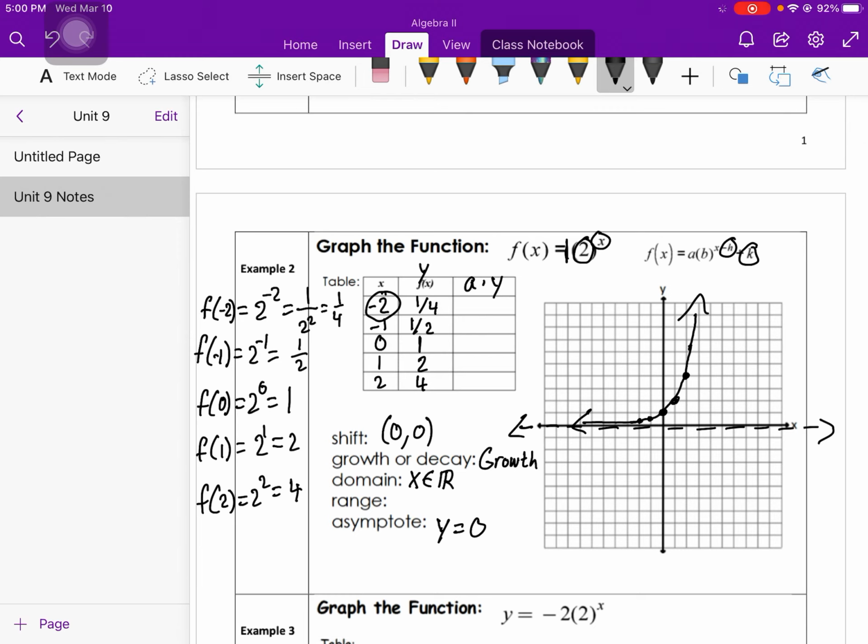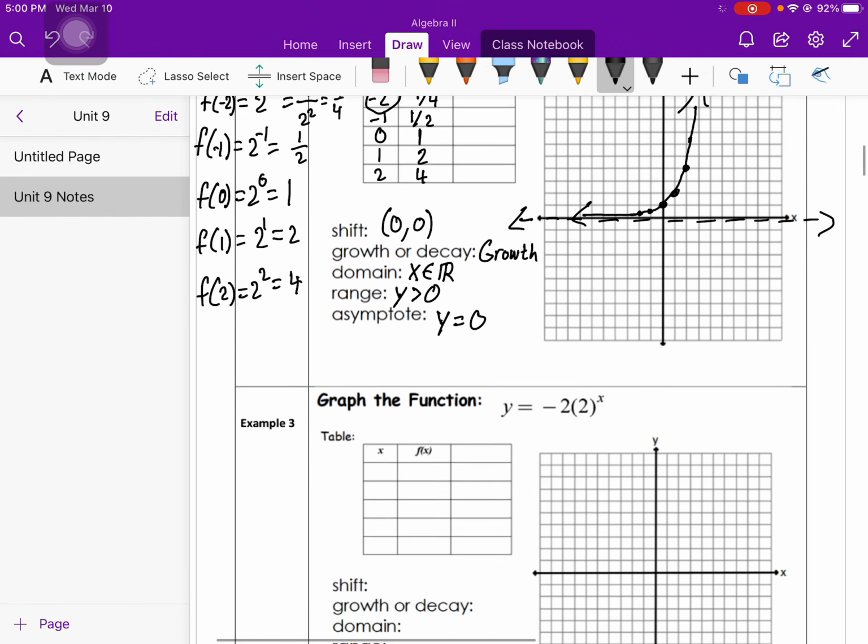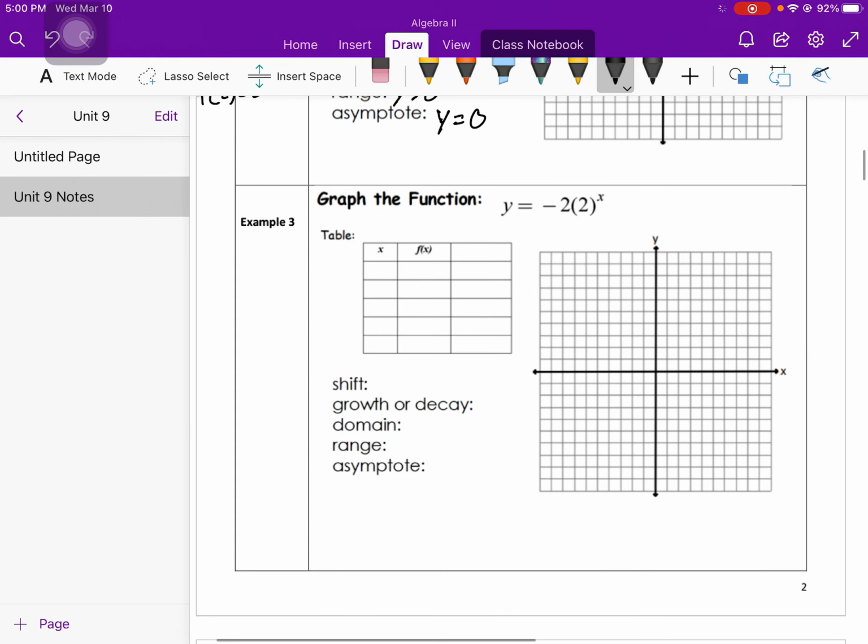But the range, however, we aren't going below a certain extent for our y value, and that y value is 0. And we're never actually going to get to 0 either. So what we're going to say is y is greater than 0, not greater than or equal to, because it's never actually going to touch 0. Okay, and we've got it graphed. So let's go ahead and try this next one.